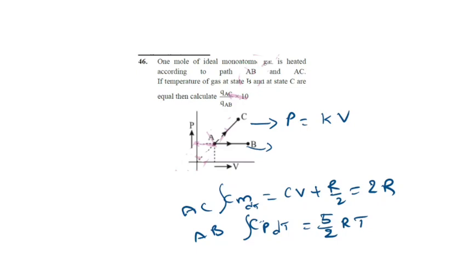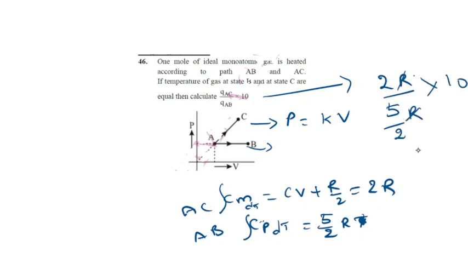And they are asking for QAC by QAB into 10. QAC is nothing but 2R, and here for the AB process, it is nothing but 5 by 2 R into 10. So R and R get cancelled. 4 by 5 into 10. Then you get 8 as the answer. So integer 8 is the correct answer for this question. Okay. Next integer.